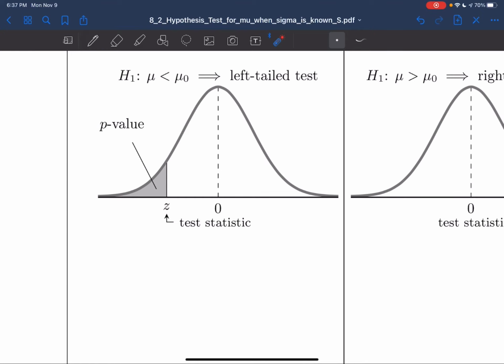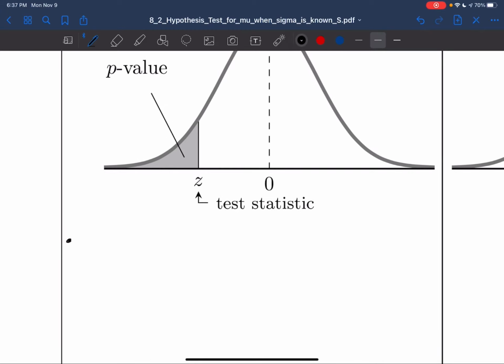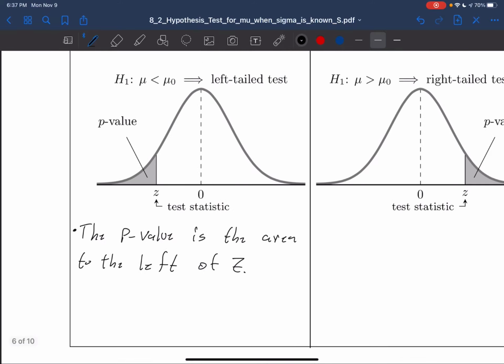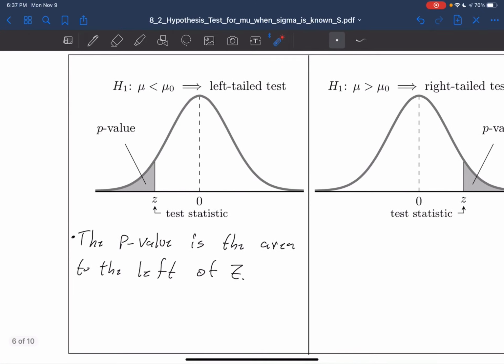So here in words, let me just write a couple things down. The p-value is the area to the left of z. And we already deal with areas to the left and to the right of values. So this is nothing new.